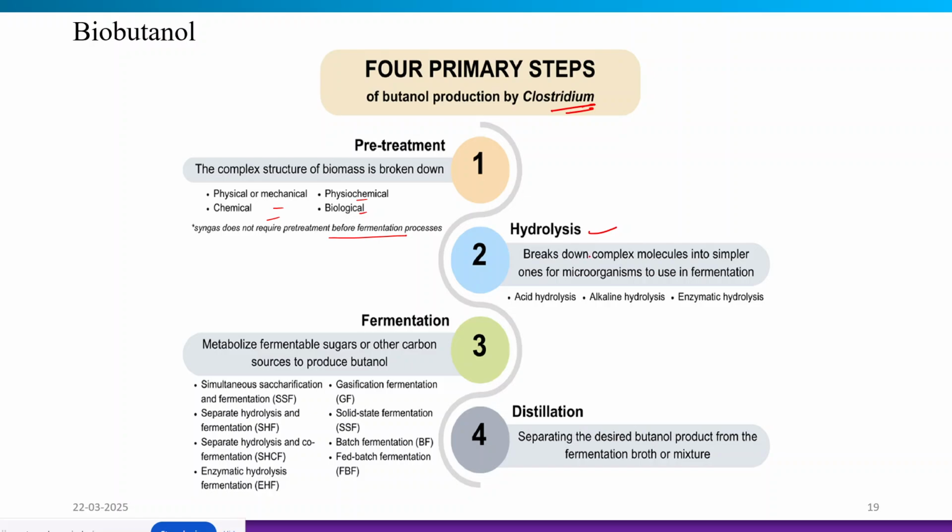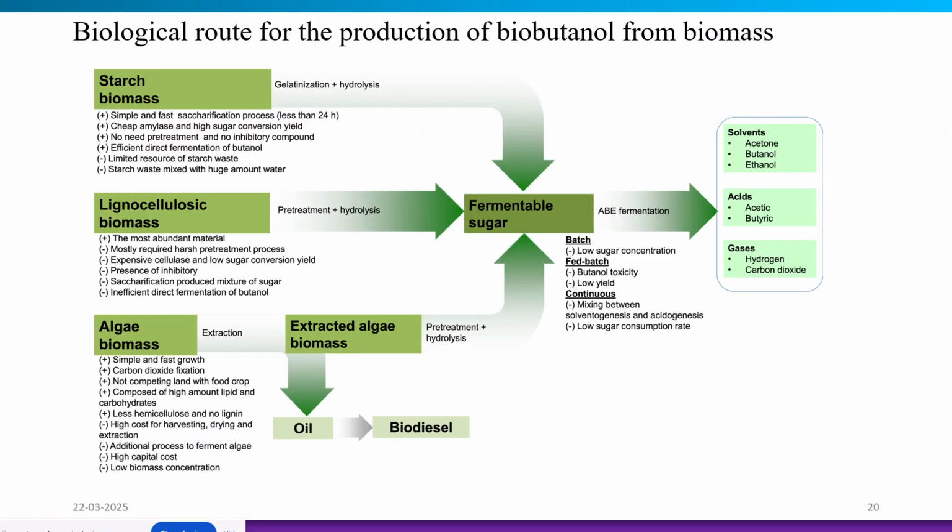The second step is hydrolysis, which breaks down the complex molecules into fermentable sugars, and can follow acid, alkaline, and enzymatic hydrolysis. In the fermentation process, we already discussed the variations of the processes which metabolize the fermentable sugar to produce biobutanol. And last of all, we go for distillation for product separation from the fermentation broth or other mixture. A similar process is followed in biobutanol, just like bioethanol.